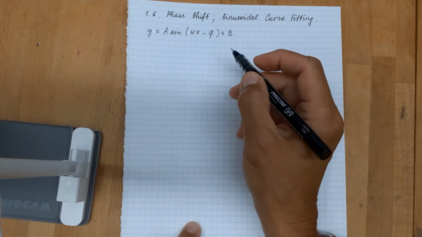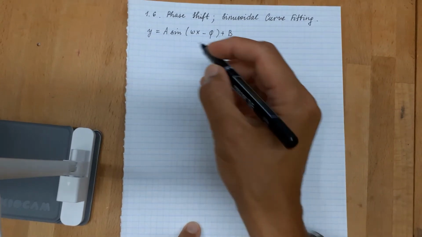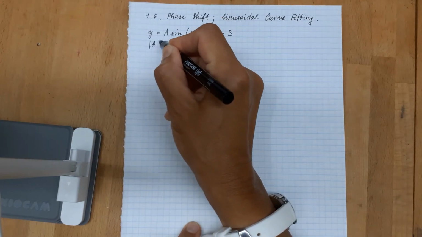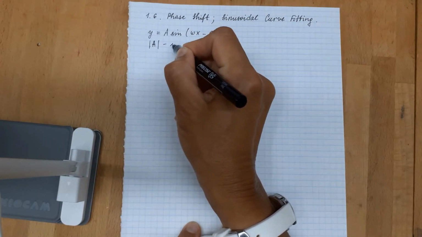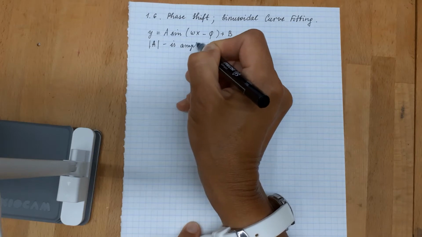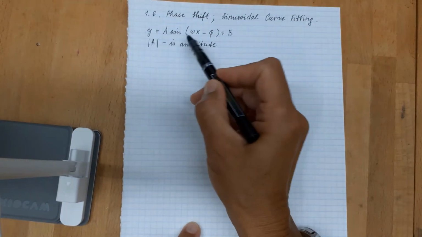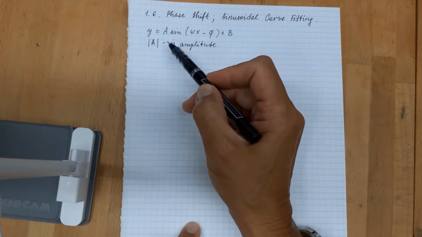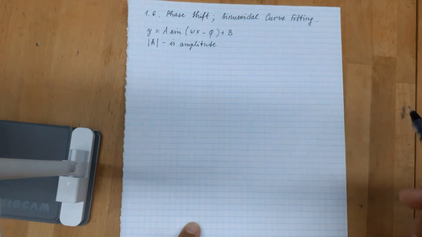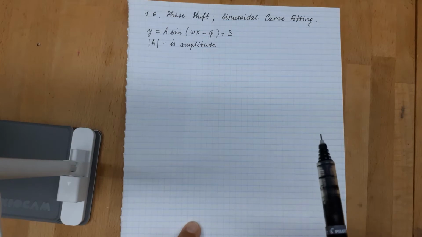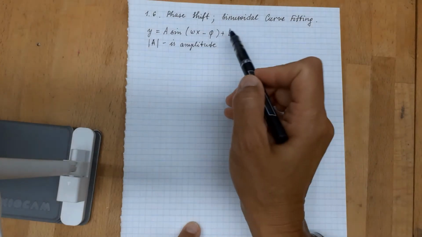What is what over here? We know that A is the amplitude. Amplitude is how far away sine goes from the middle line. So if you take a sine, draw a middle line in the middle of the sine, amplitude is how far it goes up and down.